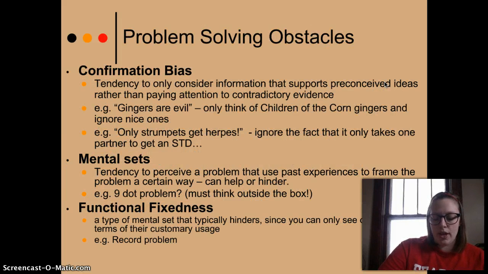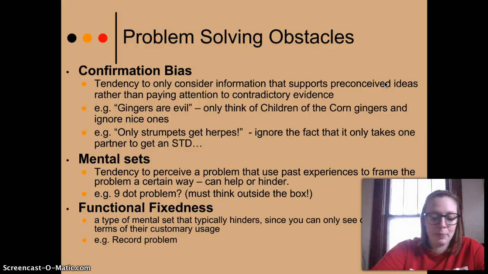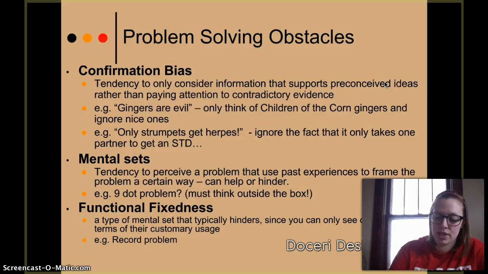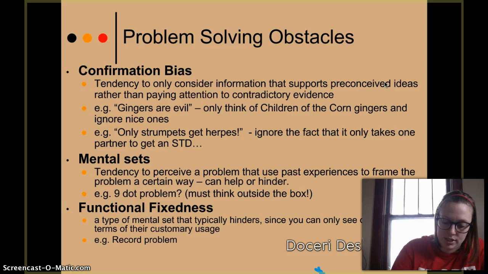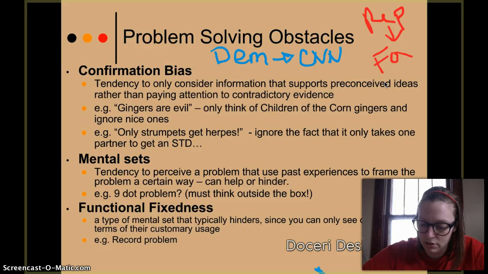All right, solving problems, obstacles to that. There's confirmation bias, and I'm going to go the way I usually do as a political scientist. I'm going to go the political route. If you're a Democrat, let's use blue since it's Democrats. If you're a Democrat, you most likely watch CNN. If you're a Republican, you most likely watch Fox News.